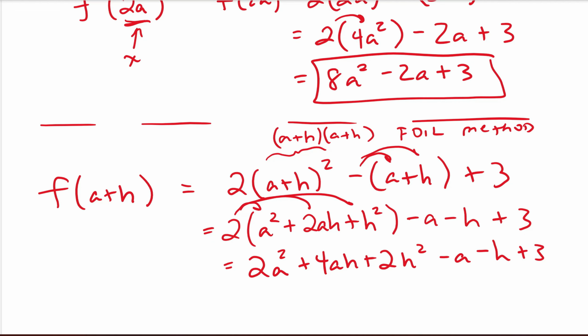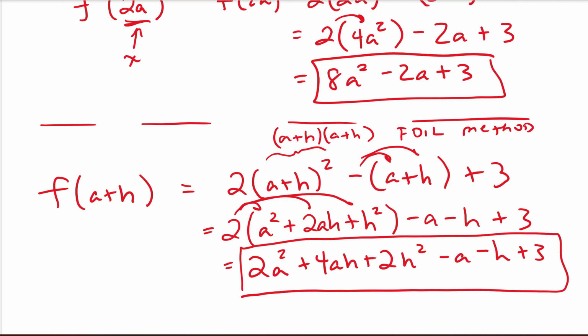And then I want to look and see if I can combine any like terms. 2a squared and 2h squared are not like terms. 4ah doesn't have a like term with anything. A and h are not like. So this will be the furthest we can go with that.